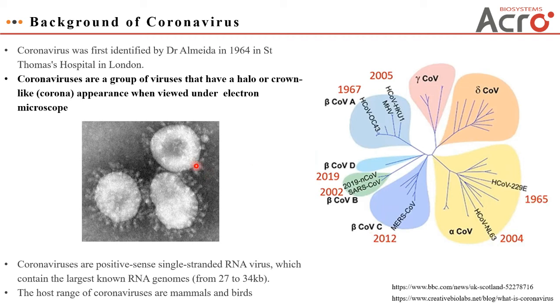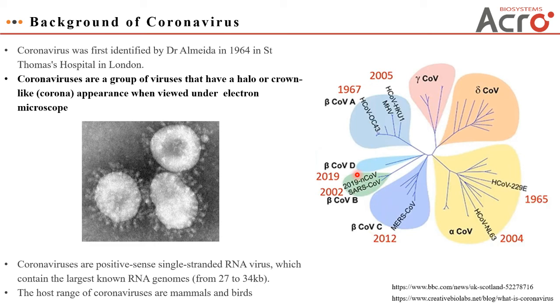under an electron microscope. The genomes of coronaviruses are composed of positive-sense single-stranded RNA, and their genome size ranges between 27 and 34 kilobases, which is relatively large for RNA viruses. Coronaviruses infect mammals and birds and cause various symptoms such as respiratory tract disease and diarrhea. This virus species can be categorized into 4 genome groups, including alpha, beta, gamma, and delta. And within the beta coronavirus genome group, there are 4 lineages, including A, B, C, and D.